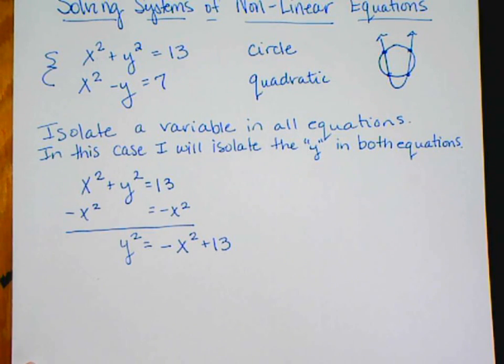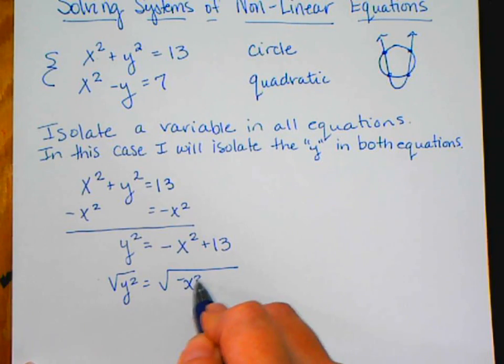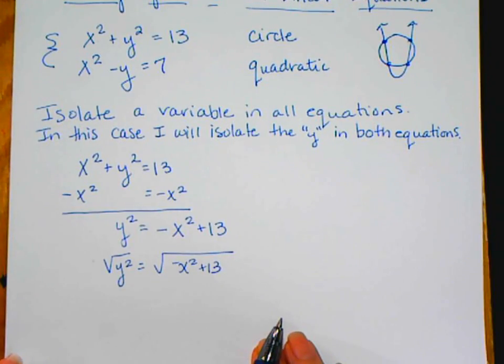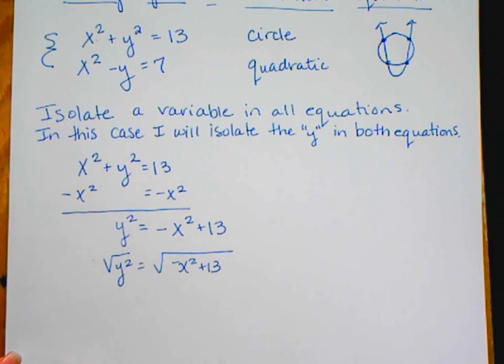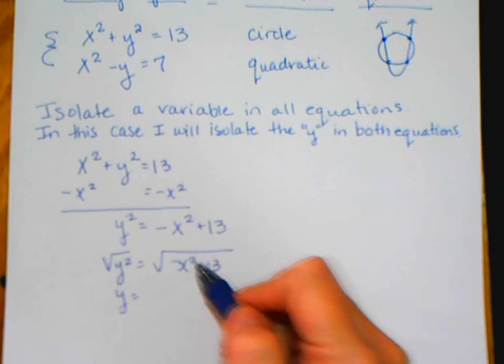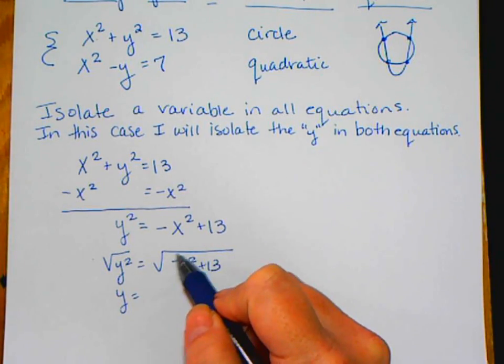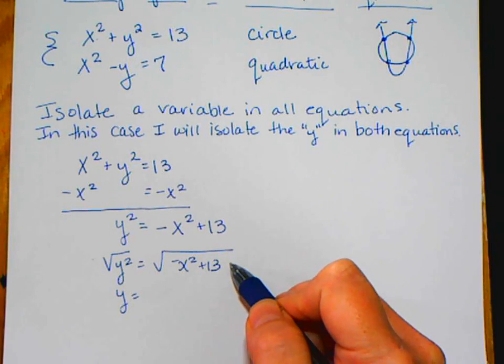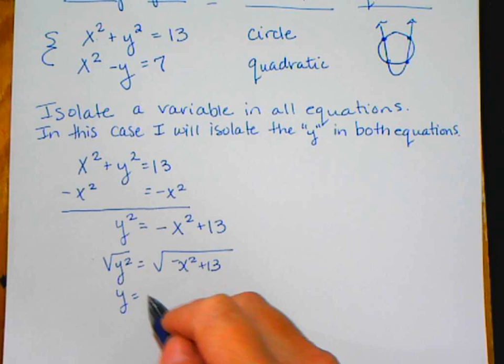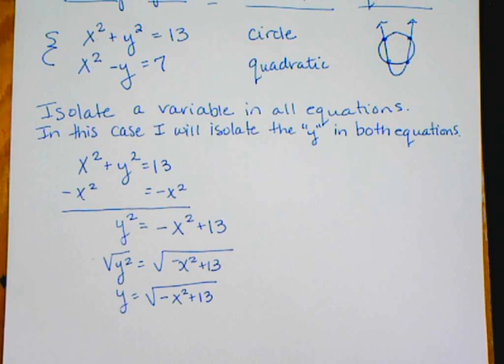Have I isolated the y yet? No. Now what do I do? Square root of both sides. And for now, I'm just going to take the positive square root, okay? So the square root of y squared is y. Can I take the square root of negative x squared plus 13? No. This is a binomial, so it's all or nothing, right? I can't just take the square root of x squared and not 13. If there was parentheses around this and it was squared on the outside, I could take the square root of that because I'd have two of the same factors. But I don't, so I'm just going to leave this as the square root of negative x squared plus 13.